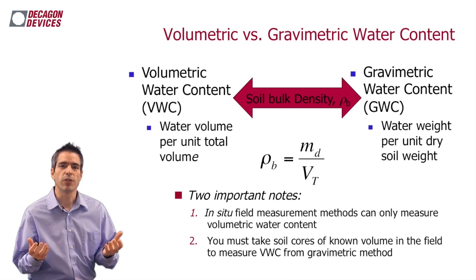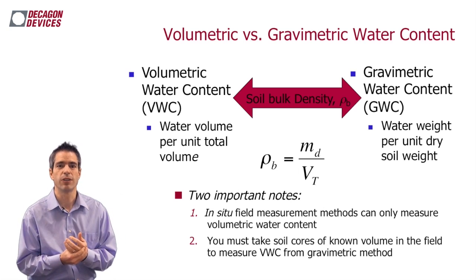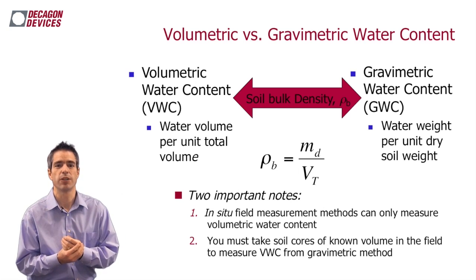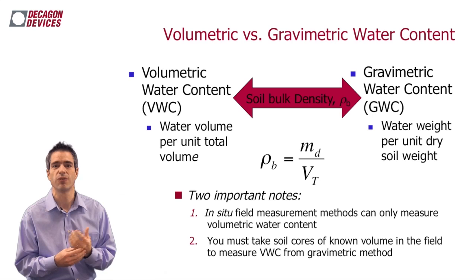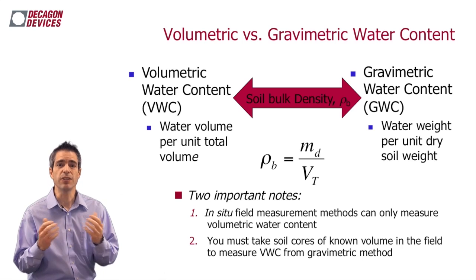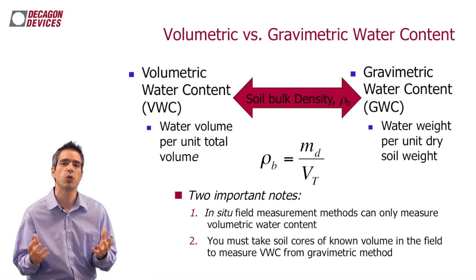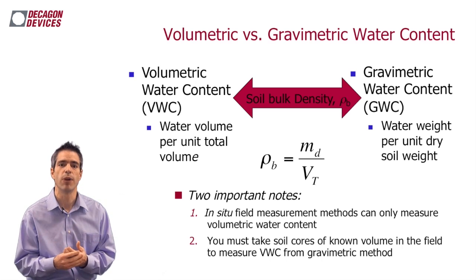But how do we convert between the two of these? Well, they are converted just by the bulk density. If we take the bulk density, which is the mass of the dry solids divided by the total volume of the sample, we can convert from one to the other. Now, this is important because it brings up two important points before we go on that we must understand as we prepare ourselves to talk about measurements of water content.